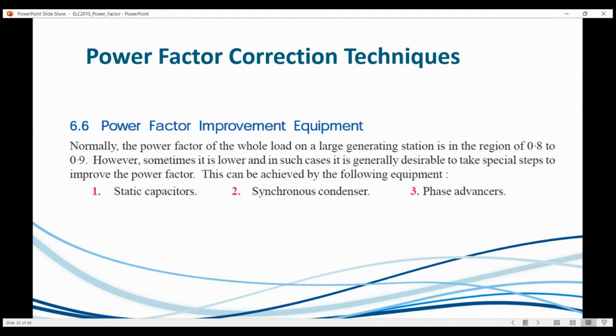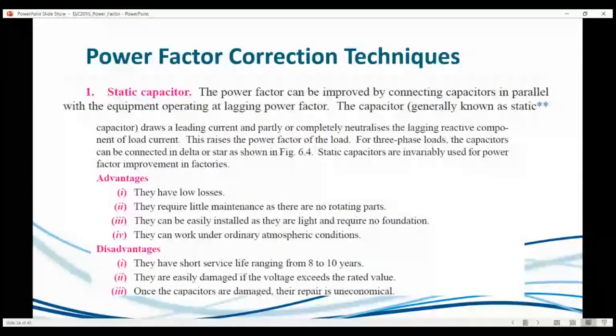And the 3 methods of improvement, the equipment we use is static capacitors, a synchronous condenser or synchronous motor, overexcited motor, and also phase advancers. Right? So I might ask you, name 3 types of equipment to improve the power factor. So the most common one is a static one.